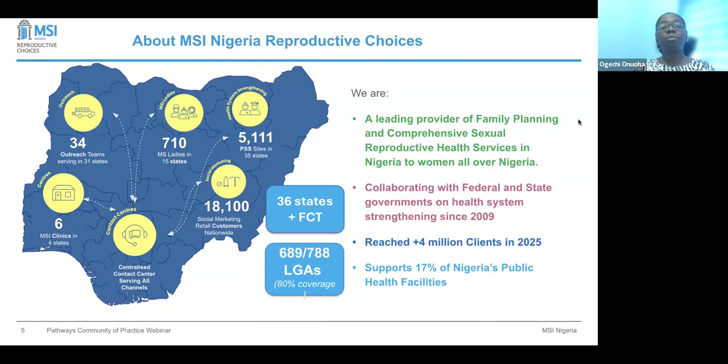So this contact center is toll-free. Whether the woman has credit or not, they are able to call and they get the support they need to access care. We also have our social marketing that does distribution of commodities and products across the states. These are quality assured reproductive health commodities, ensuring that Nigerians have access to quality assured commodities. And we are really excited to say that in 2025, we were able to reach over 4 million clients in Nigeria with reproductive health services.